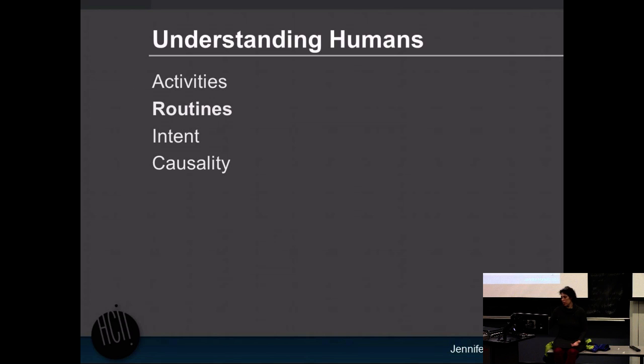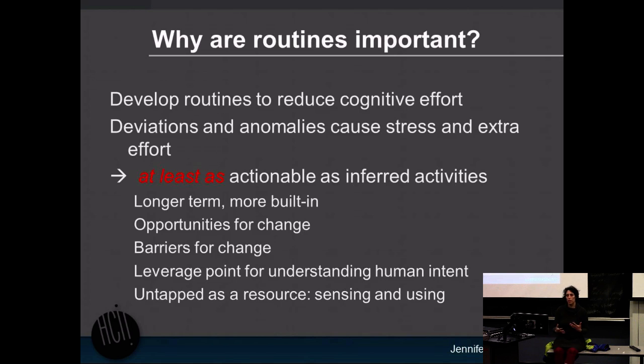So another thing we can do is try to understand routines. And to me, this builds on activity. If we can understand routines, we can also take action for people in really useful ways. And I want to show 3 different visualizations of routines that I think help to illustrate this.